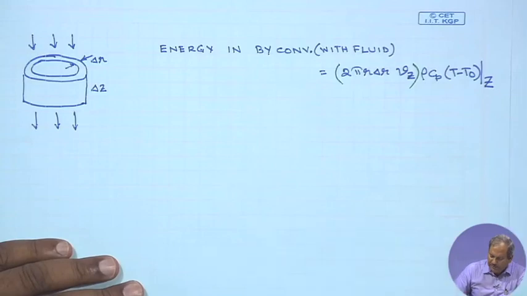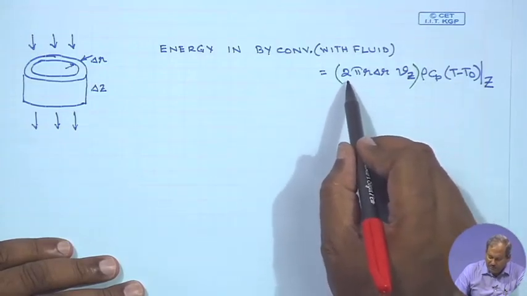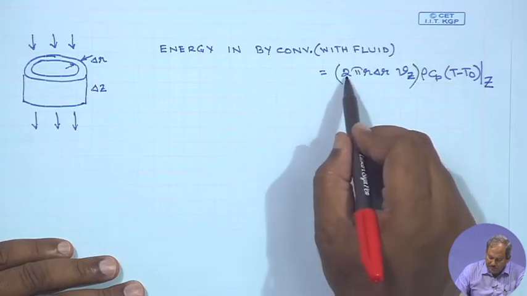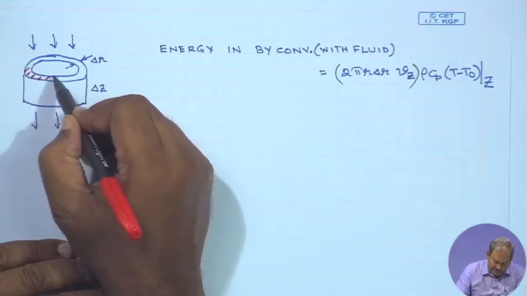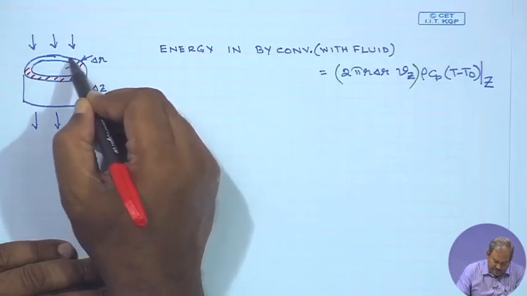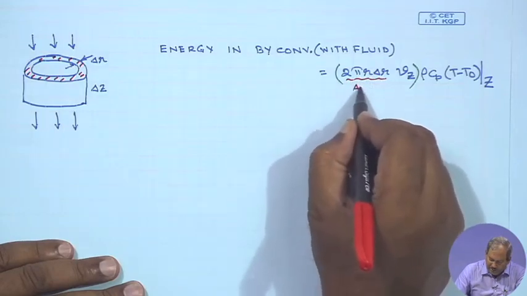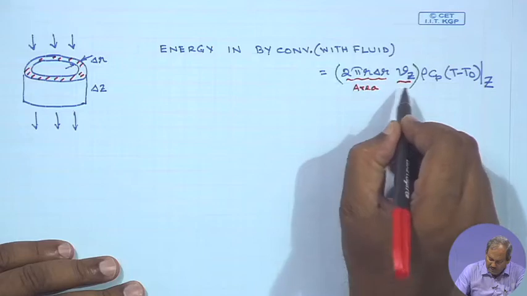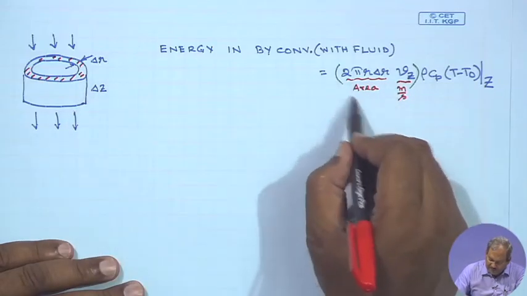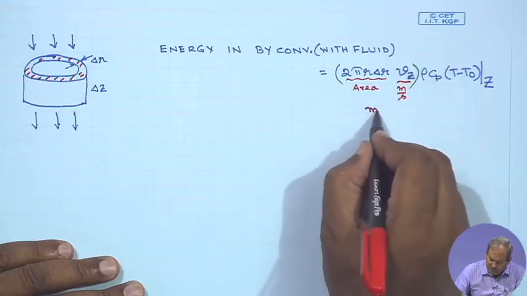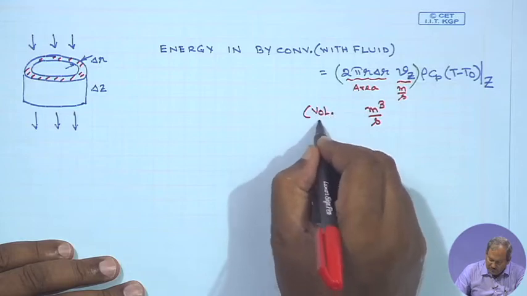Let me explain this once again, but I think you will remember from your study of fluid mechanics that twice pi r times delta r essentially is this area. When you multiply the annular area with the velocity, which is in meters per second, these two together give you meters cubed per second, which is nothing but the volumetric flow rate.